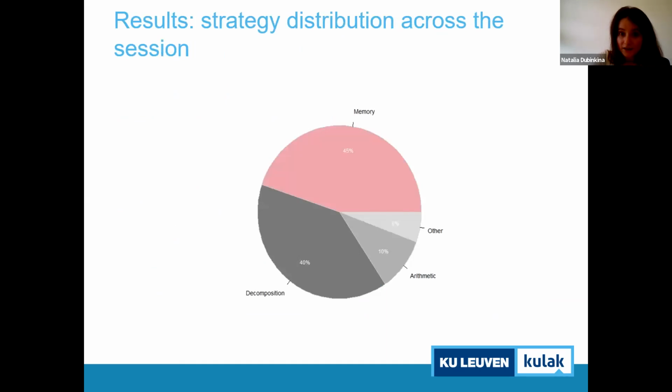The results, first of all, strategy distribution, how they are distributed across the session. The most common strategy was memory, at 45%, and the second most common strategy was decomposition, 40%, which is expected. And arithmetic also was used in 10% of cases, a little bit less, but it was still in use.